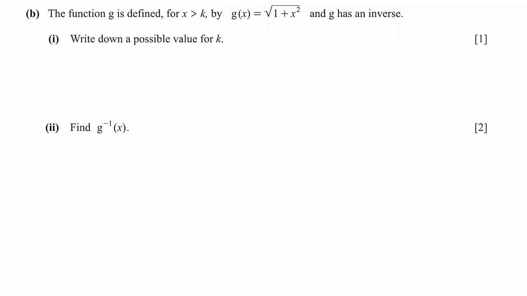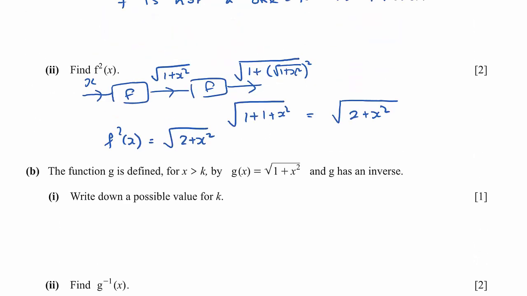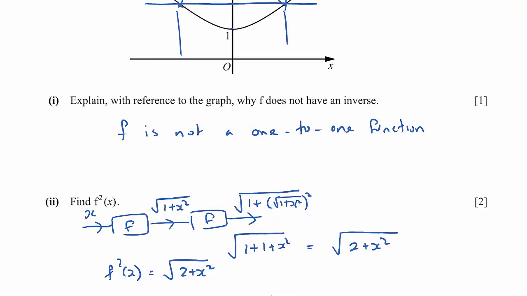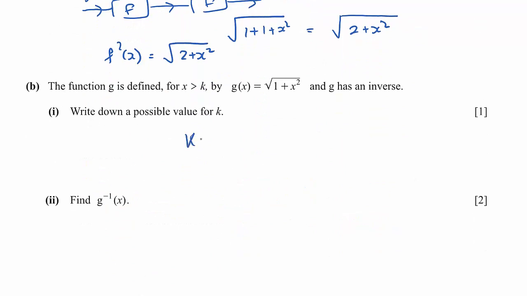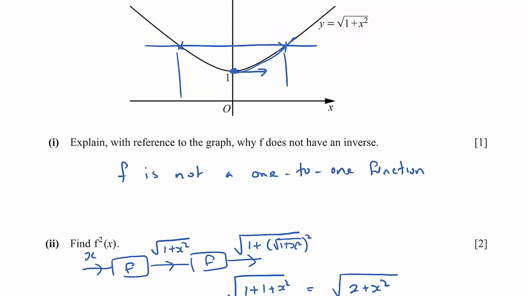The function g is defined for x greater than k by g of x is the square root of 1 plus x squared, and g has an inverse. Write down a possible value for k. Well, we can see that if we actually made that 0 here, then we'd have a 1-to-1 function. So let's put k equals 0, although any value over here of k would give us a 1-to-1.